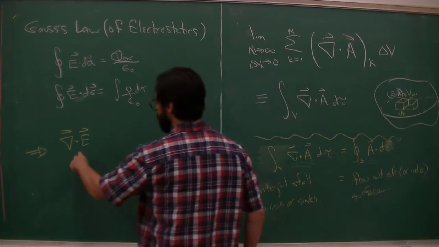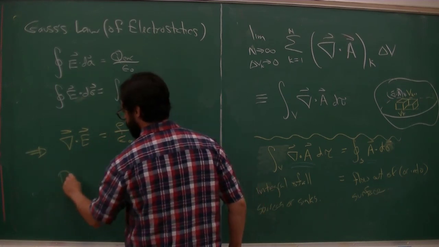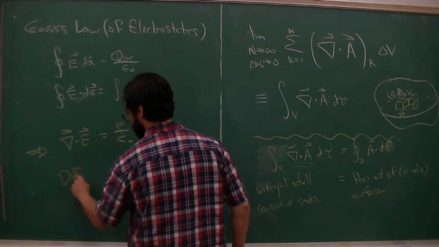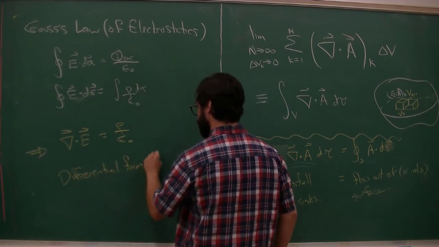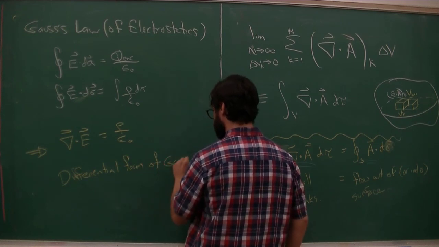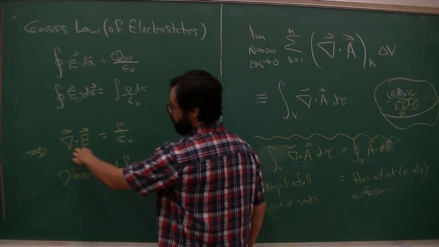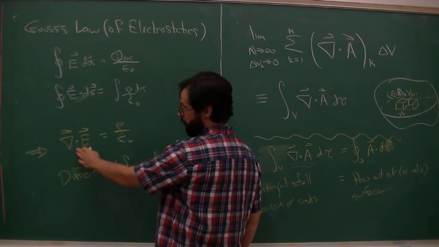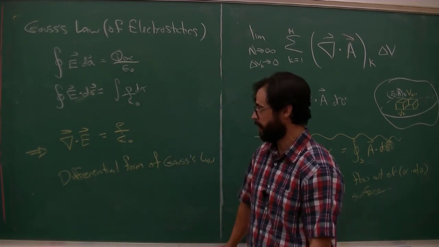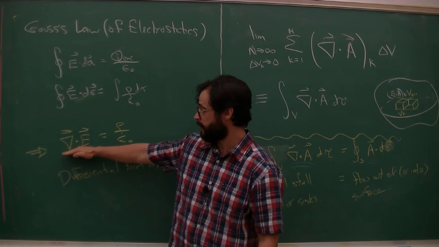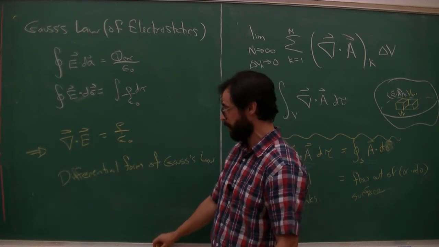So the divergence of E has got to be equal to rho over epsilon naught. So this is actually the differential form of Gauss's law of electrostatics, which means that if you find an electric field that has a positive divergence, you are sitting inside of a region of positively charged stuff. And if you find a region of the electric field with a negative divergence, you're sitting in a region of space that has a negative charge density.